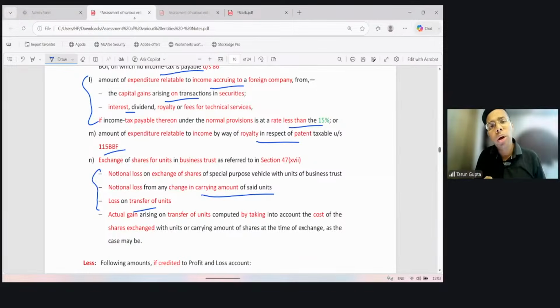We are repeating this so that you get clarity that you need not remember this item here and there also. Okay.